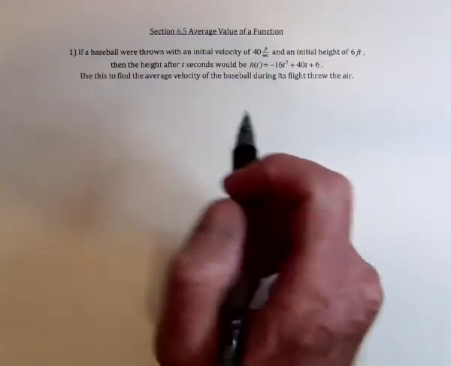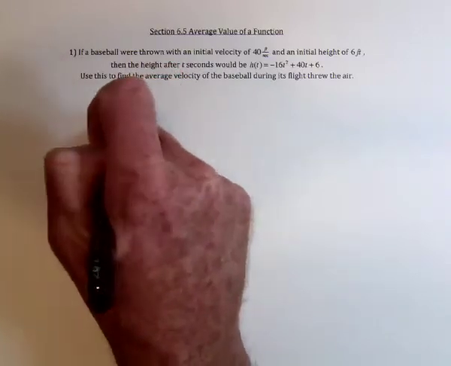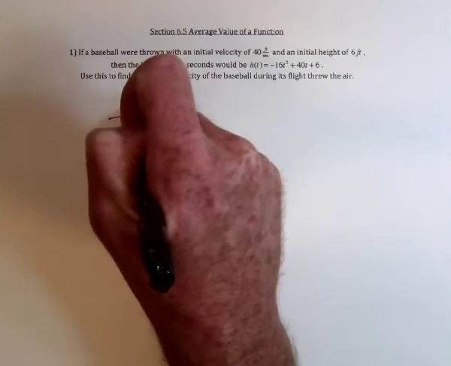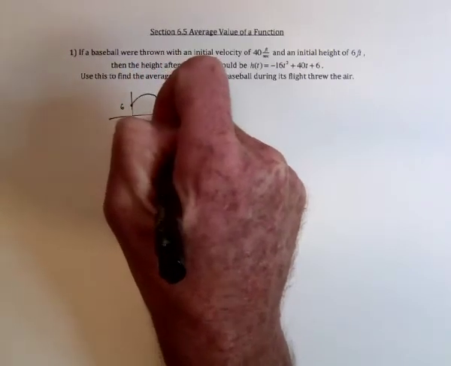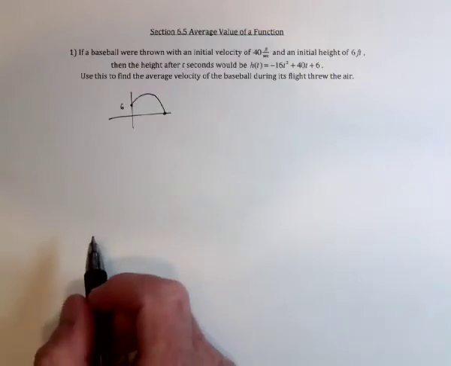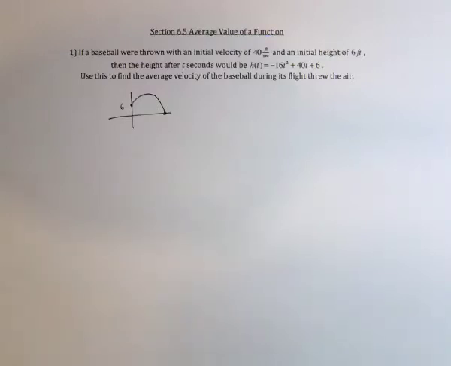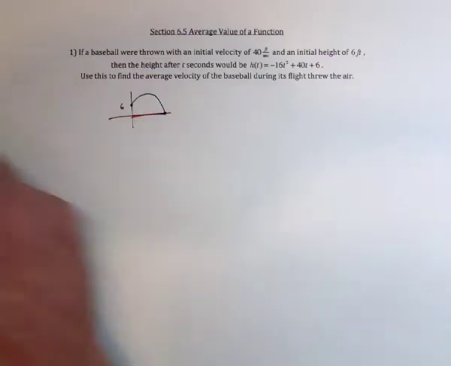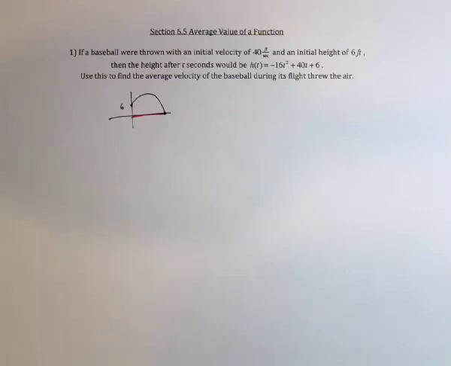So the height function starts at a height of 6. The ball eventually hits the ground, and we need to find out when the ball hits the ground. So we need to know what's this time interval, or in other words, how long did it take to land.